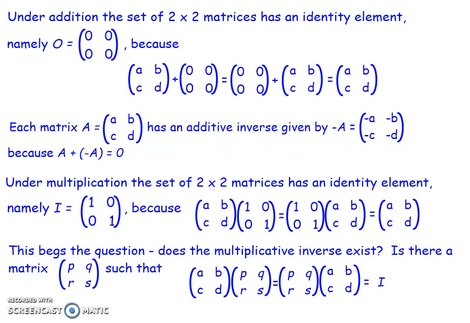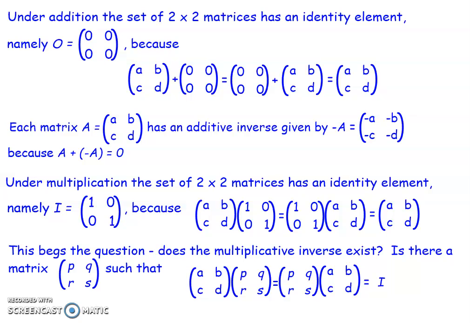Now under addition, a set of 2 by 2 matrices has an identity matrix given by O equals [0, 0; 0, 0]. This is because any generic matrix [A, B; C, D] added to this identity element is the equivalent of taking the identity element and adding that generic matrix, which will give me a solution of the generic matrix itself. So it has an identity matrix that gives me this.